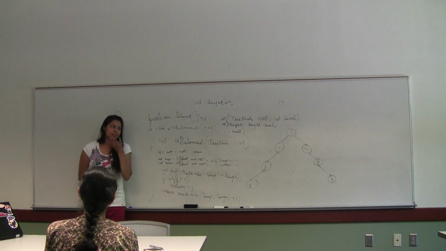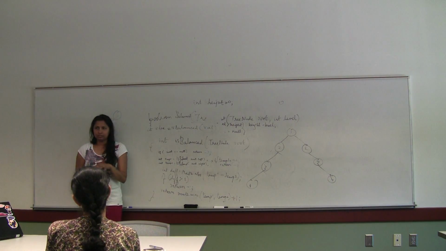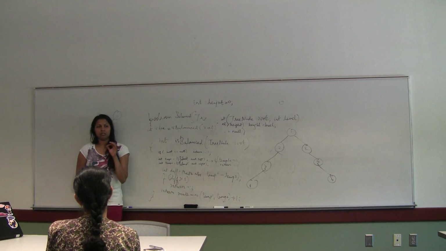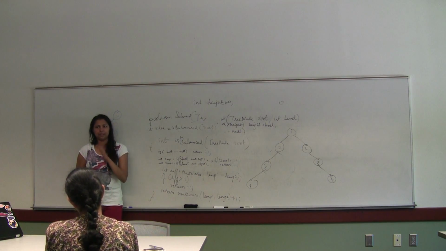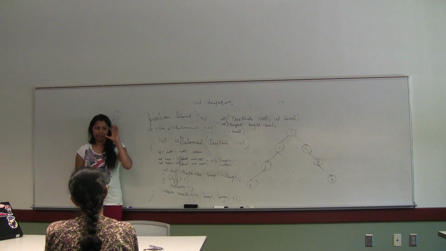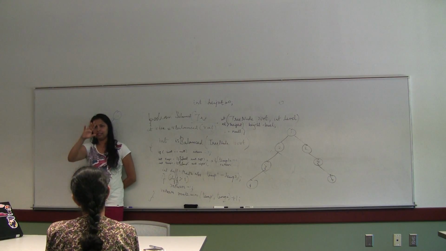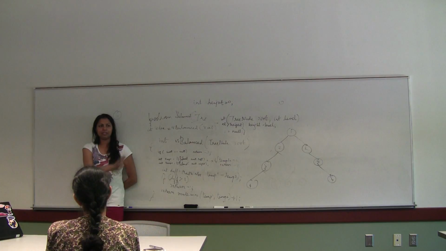Okay, let's go with it. The question is: given a binary tree, return true if it satisfies the binary search tree property, return false if it does not. What is the binary search tree property? It means that given a node, a root or whatever, the entire left subtree will be less than the root and the entire right subtree will be greater than that. So essentially that property applies at every level.